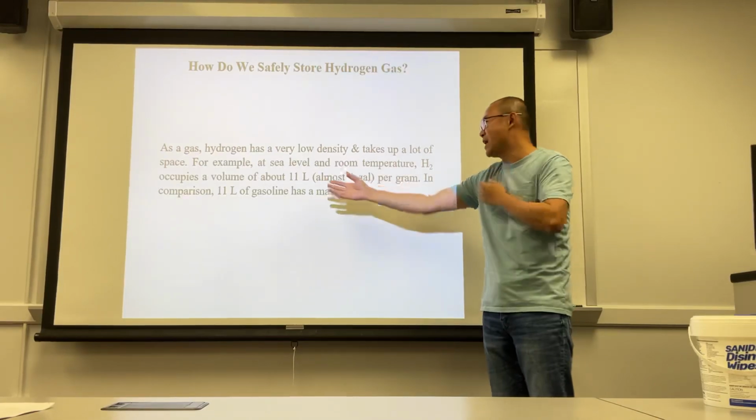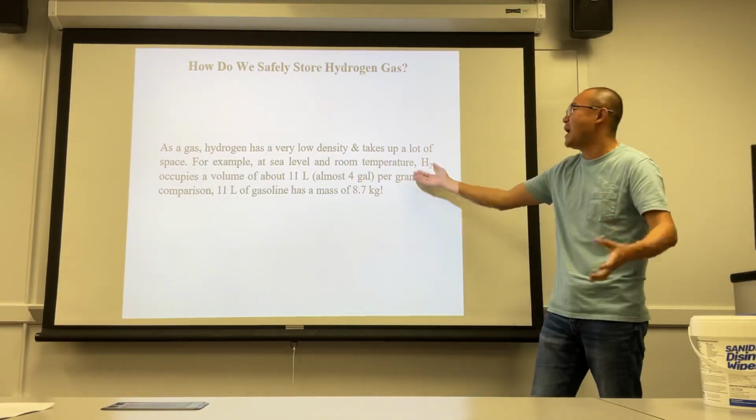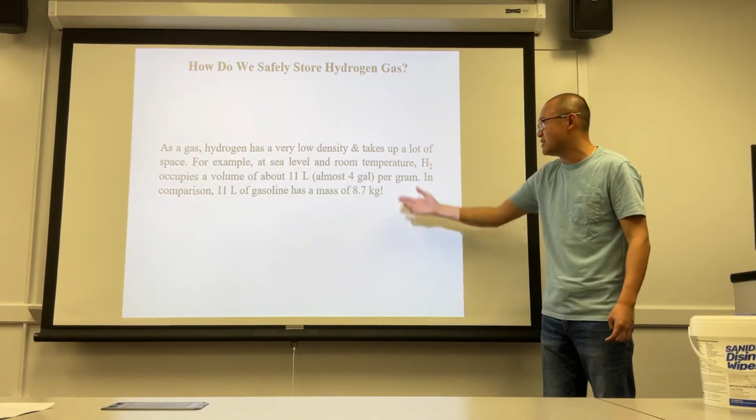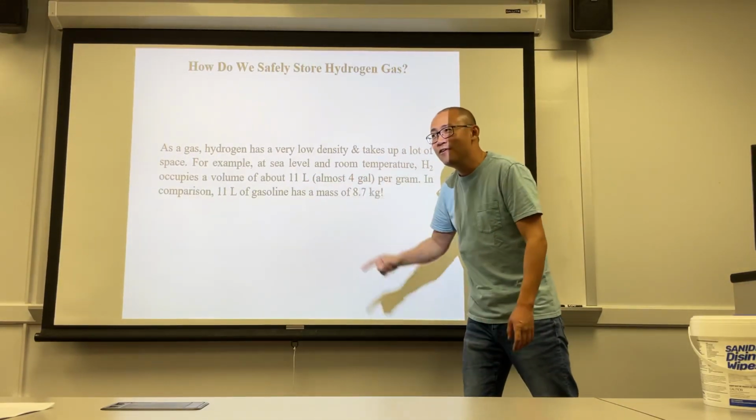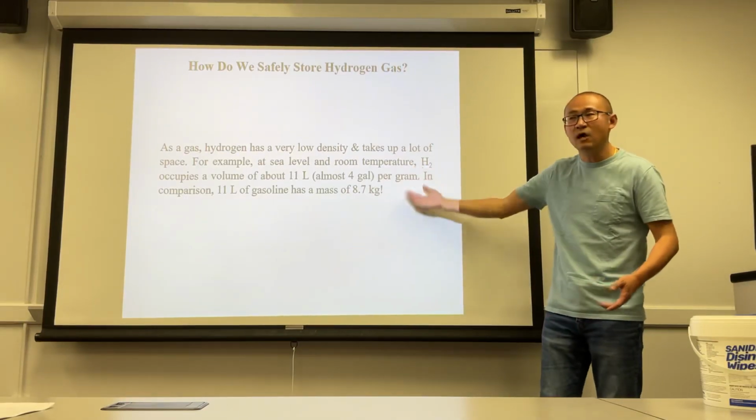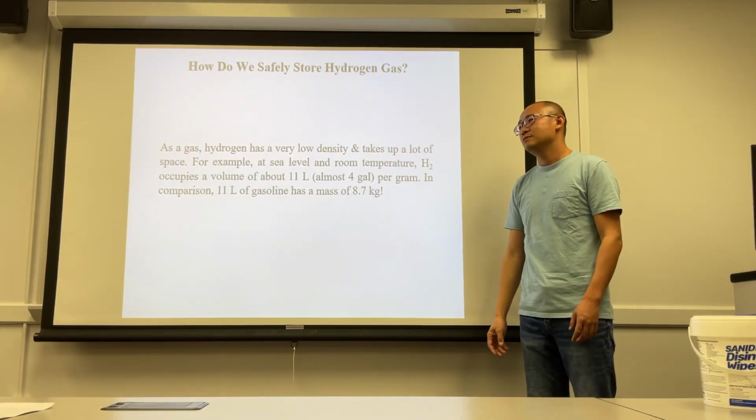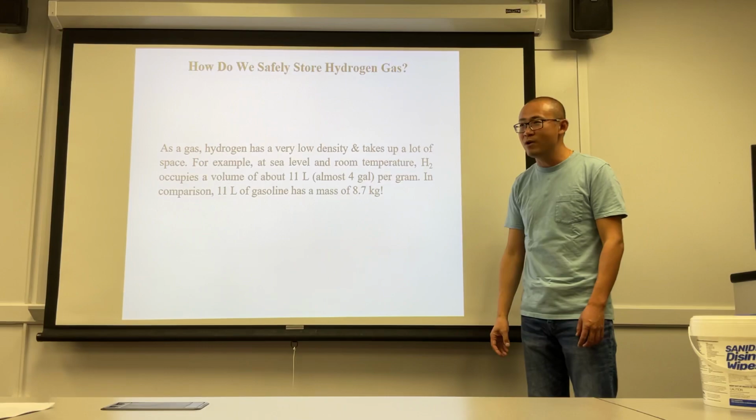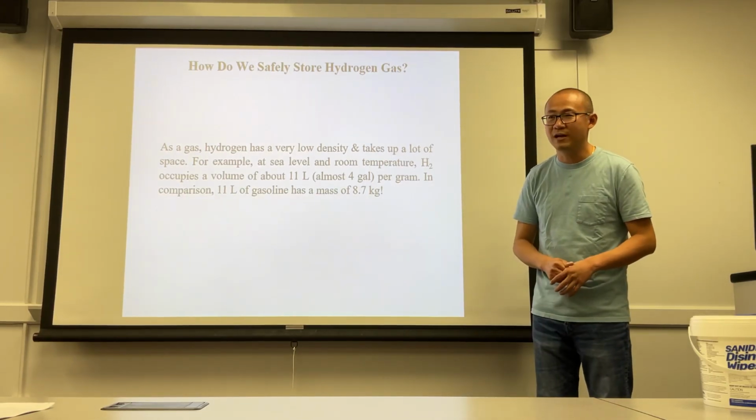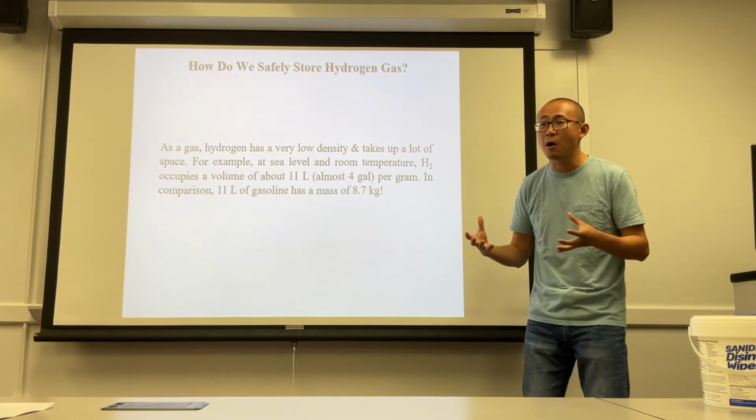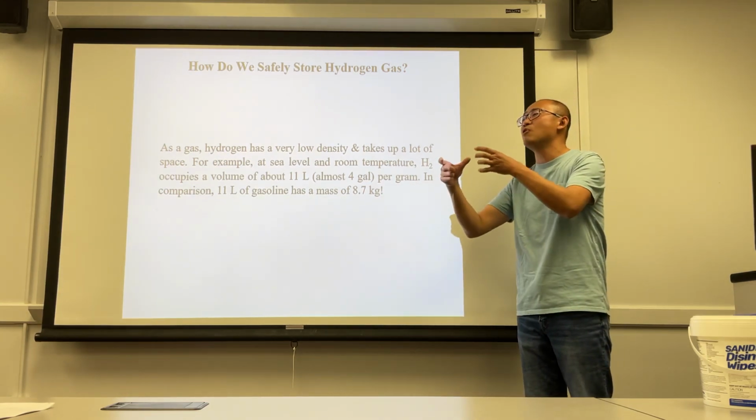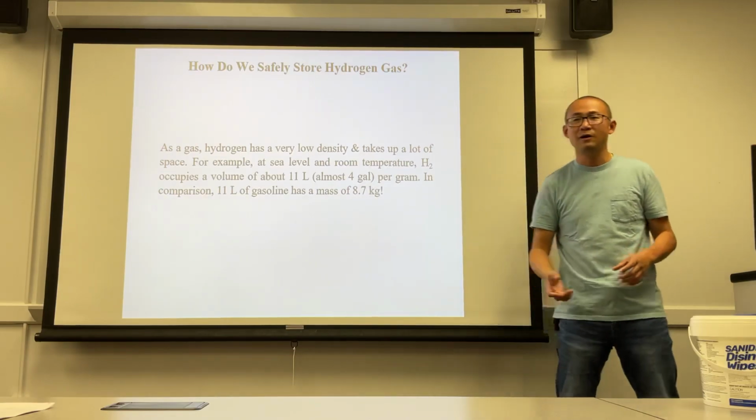Gasoline, we can store 4 gallons in a tank. But hydrogen we cannot, because it's a gas. You can see that 1 gram of hydrogen already takes up 4 gallons. This again tells us that storing hydrogen is always a very big challenge because hydrogen density is so low and it's so hard to compress hydrogen into a small space to be stored on a vehicle.